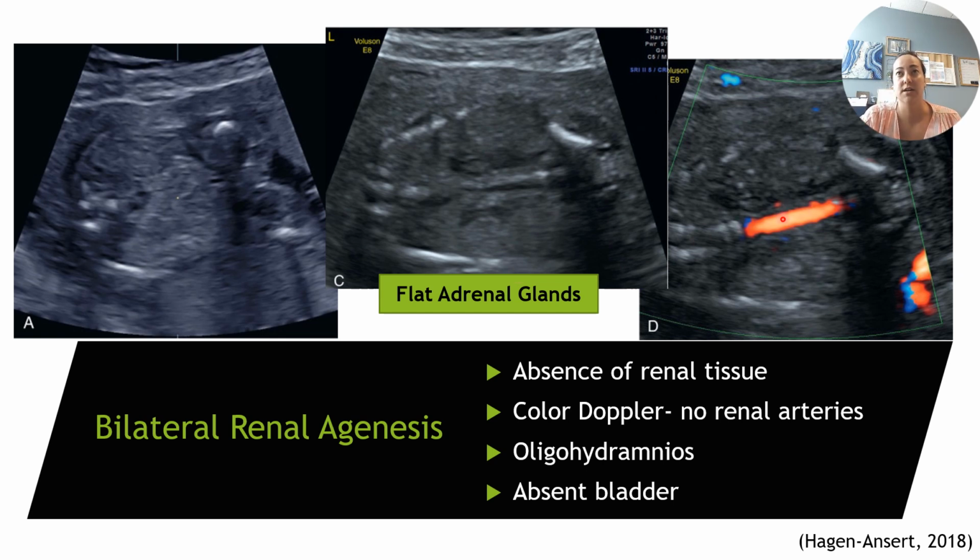And then if we turn color on, we don't see any blood flow going directly into those adrenal glands because they do not have the renal arteries connected to them. So again, looking for the renal tissue, absent renal tissue, we do see adrenal glands, using color Doppler to prove that we have absence of those renal arteries. We'll also see oligo, absence of fluid or anhydramnios, and then an absent bladder. And this is again bilateral renal agenesis.